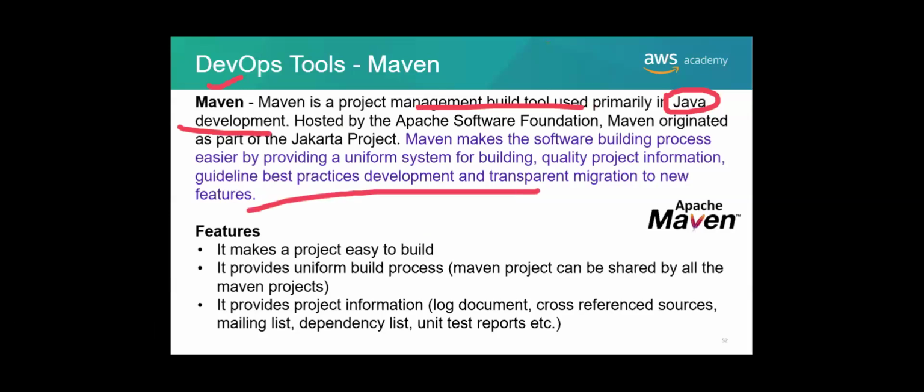As I told you, what are the other software companies doing now? Their main job is moving all the Java projects into normal, fast, cloud-based projects. For that, they will take the support of Maven. So it makes the project easy to build. It provides project information with all the log details, test reports, dependency list, and everything. It provides uniform build operations.